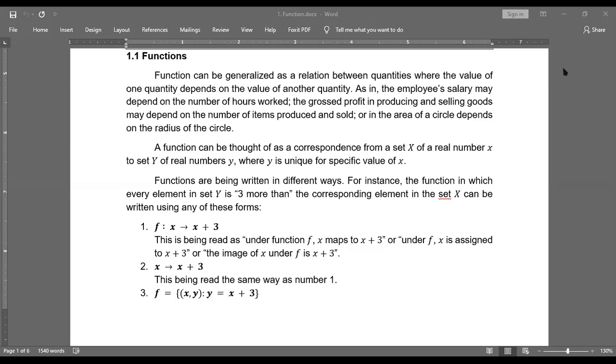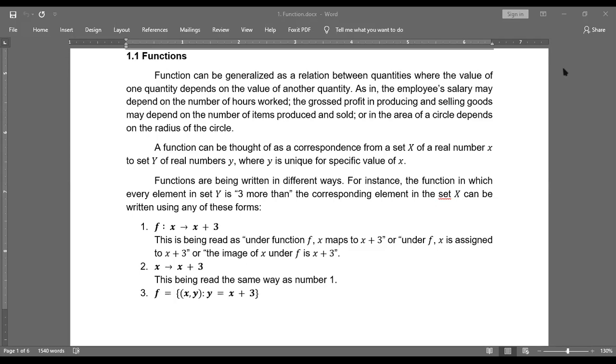Magtatawag ako. If there's no volunteer, I'll be calling names. Recall nyo muna. What are the three types of relations? You may just, yung one-to-one. Ayan, Brigida. One-to-one relation, many-to-one, tsaka po one-to-many. Exactly. Those are the types of relation.